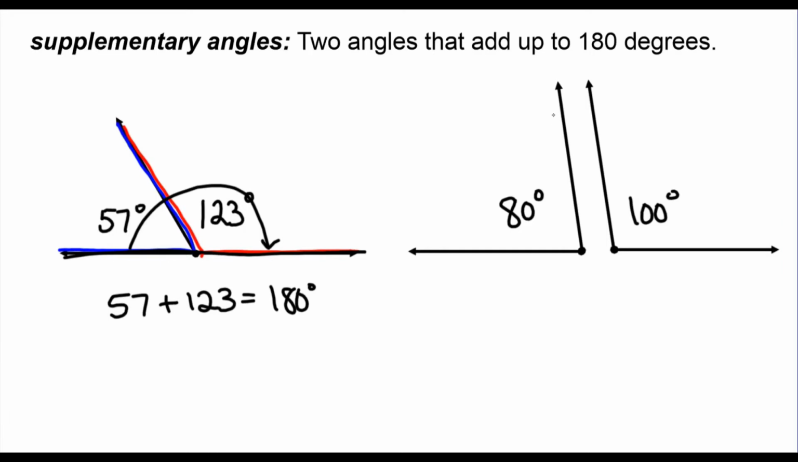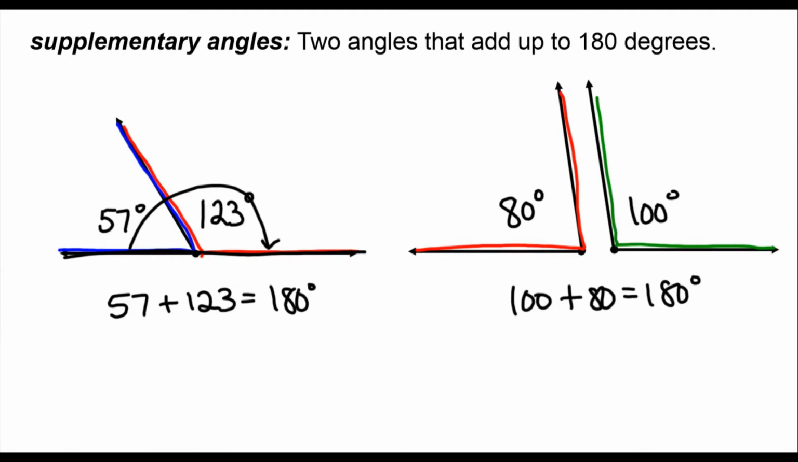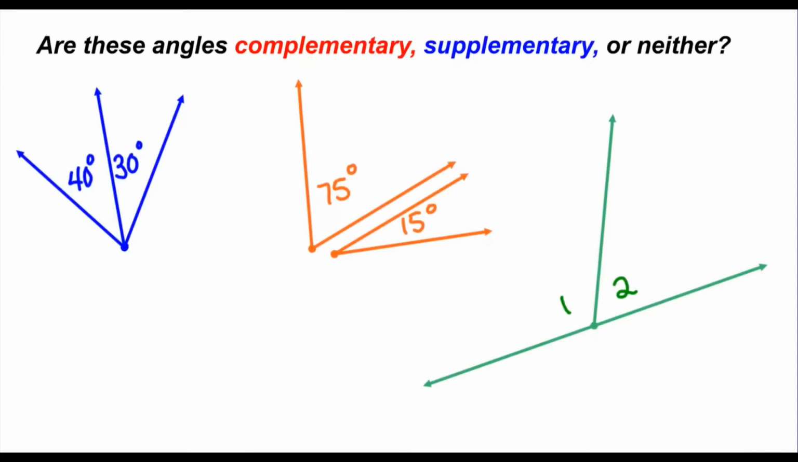And again, here are two angles, an 80-degree angle and a 100-degree angle. And if I add these two angles together, I get 180 degrees. So these two angles would be supplementary angles.